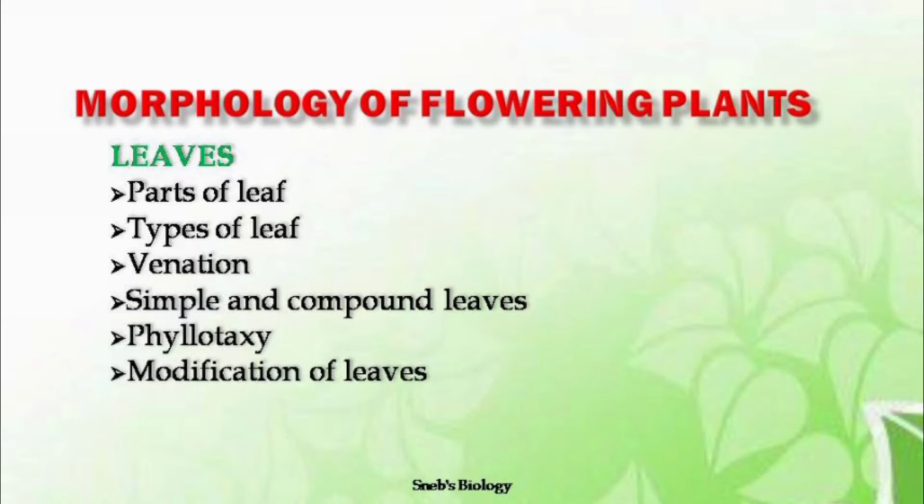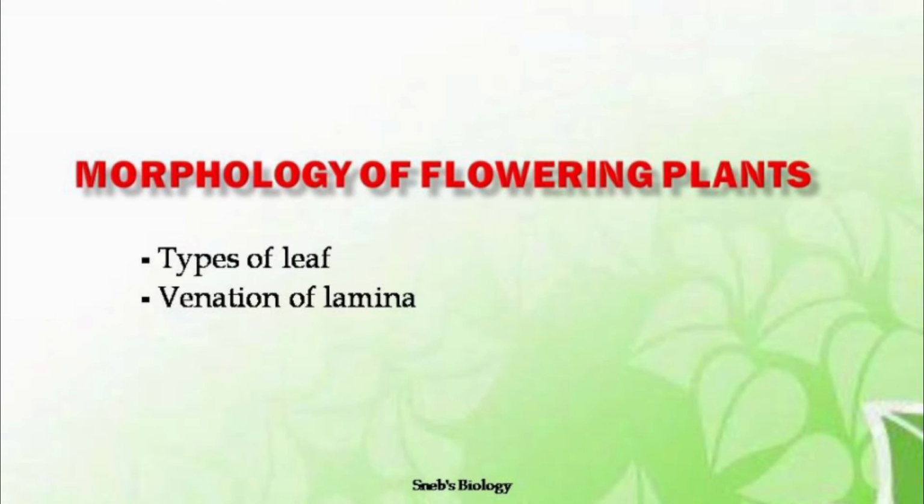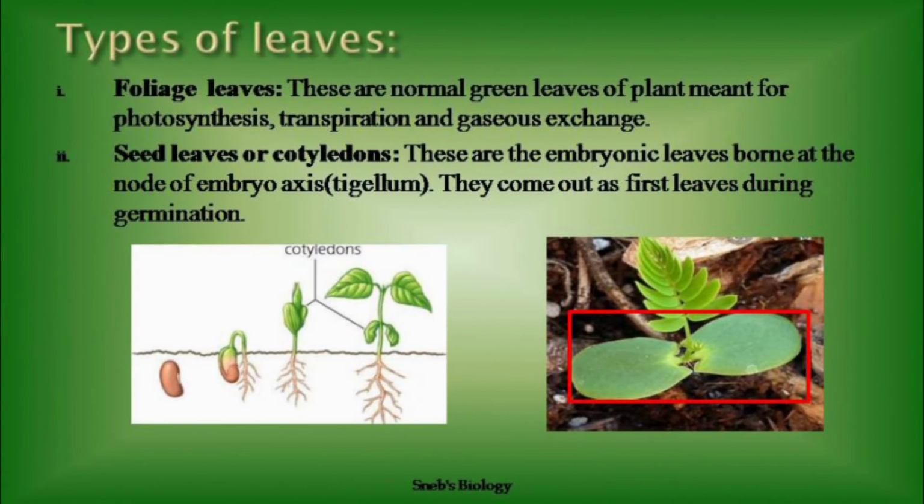Welcome to Snape's Biology. In this video, we are going to discuss types of leaf and venation of the leaf. So let's start. Leaves may be of various types. Firstly, foliar leaf. This is the normal green leaf and performs the normal functions of a leaf, that is photosynthesis, transpiration, and gaseous exchange.